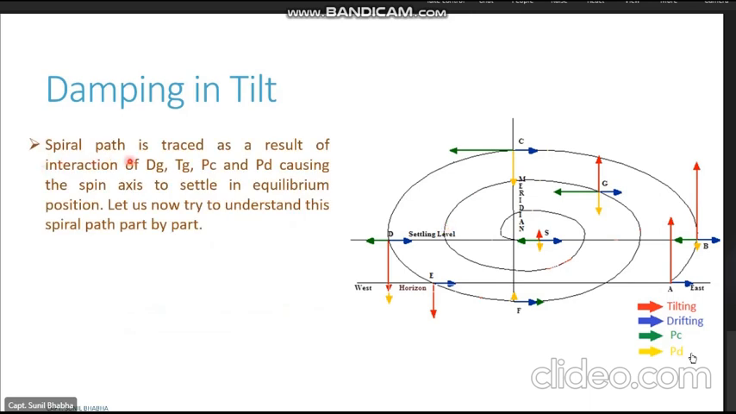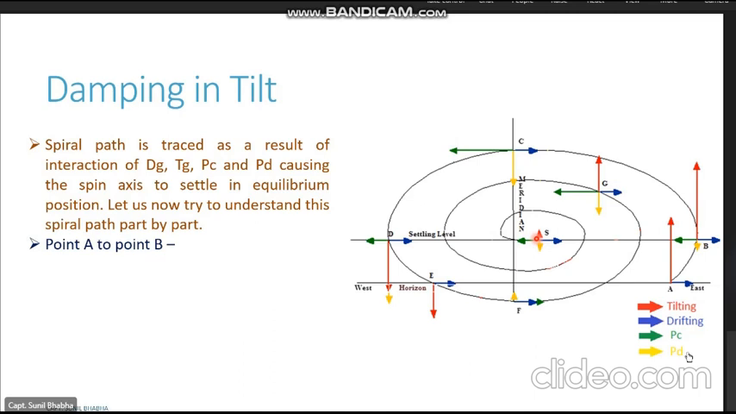The spiral path is traced as a result of interaction between these four forces, that is drifting, tilting, control precession and damping precession, ultimately causing the spin axis to settle in equilibrium position. The S position which you see here in the diagram is the equilibrium position. Now right now the diagram looks a bit complicated. A lot of arrows, forces, colors are there, but we will understand this part by part so that it is easy for us to understand.